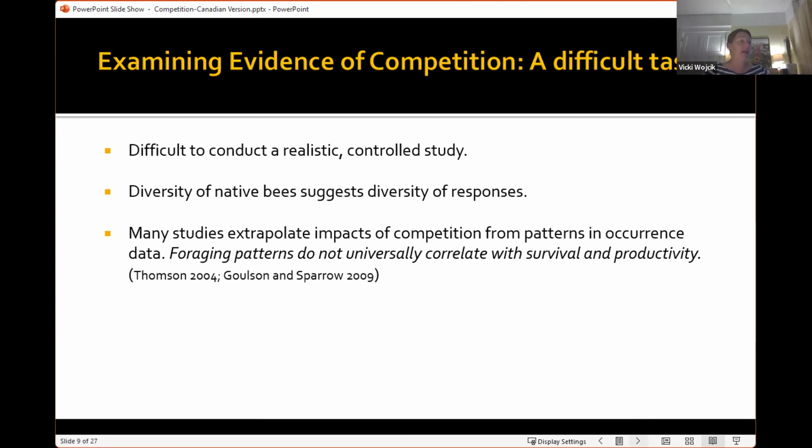make really strong claims about patterns of occurrence of bees at a floral resource. And we do know from even some of these same studies that foraging patterns don't universally correlate with survival and productivity and fitness. So there's a lot of research out there that makes the claim that when we put honeybees near these wild bees, we physically saw fewer wild bees on the flowers we were observing. Therefore, there's competition. But we know that if you follow up on the actual true indicators of competition, they don't always correlate with that.